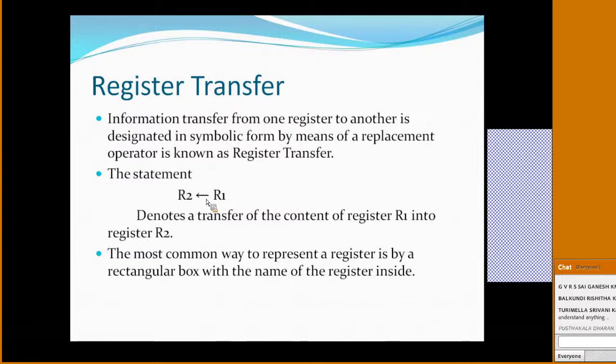Okay, you will give a less than symbol followed by a hyphen. That gives the result in R2. It means that R1's data is transferred to R2. Right? Here you can transfer the data always from the RHS side to the LHS.